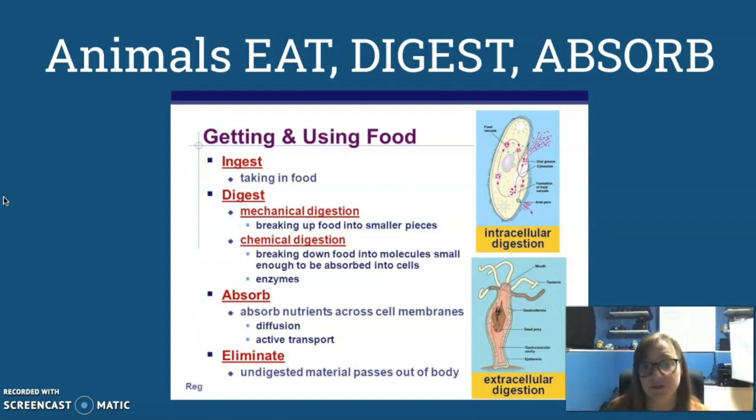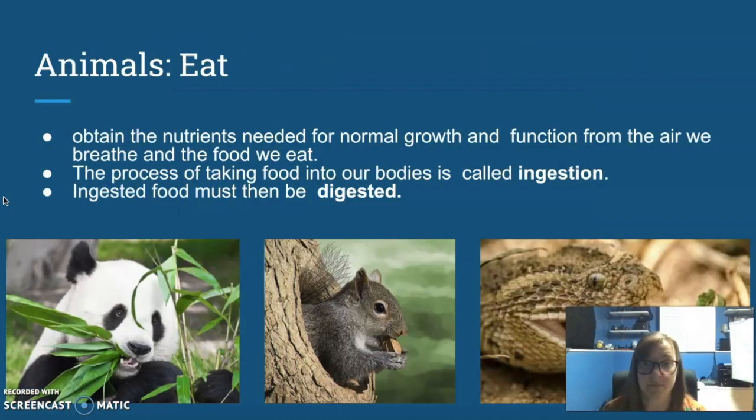We also then need to absorb those nutrients across the membrane. And when we absorb our nutrients, we're going to absorb those throughout our small intestine and our large intestine. So again, this is just a little bit more information, and because I thought these pictures were so cute.